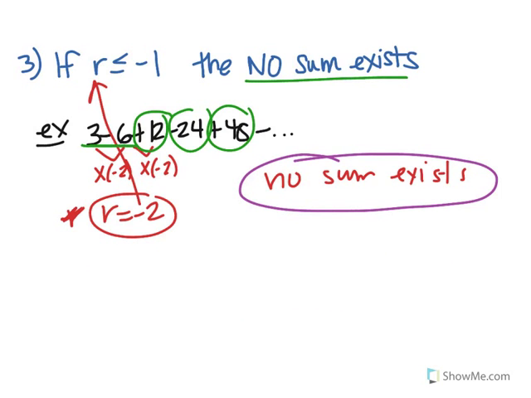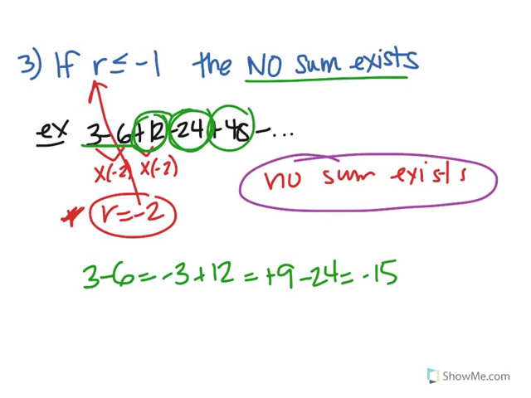I'm going to show you what happens by adding the first two terms together. If I do 3 minus 6, I get negative 3. Then I add the next term, which is 12, and I get 9. Going to the next term, I add negative 24 and I end up getting negative 15. Then I add the next term, which is 48, and I get a sum of 33.